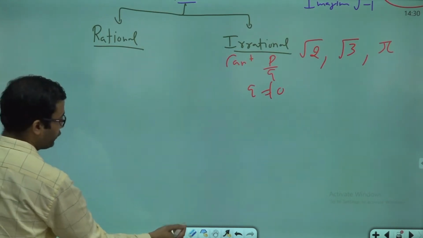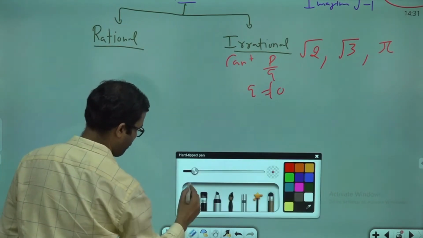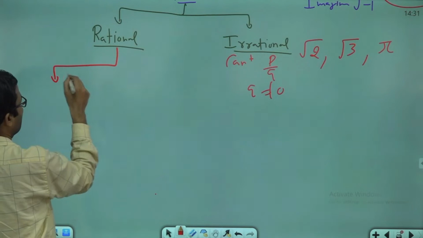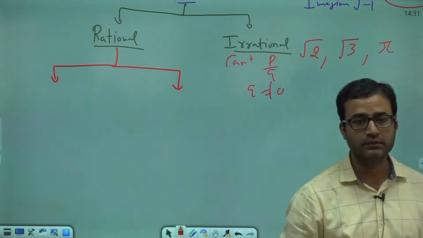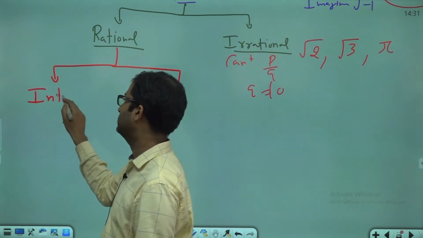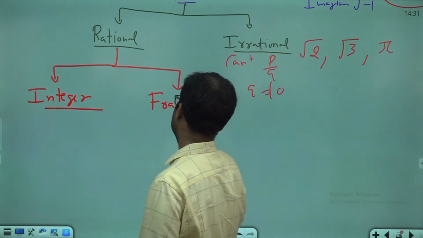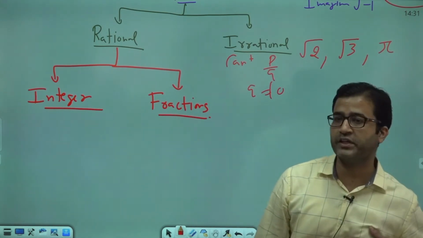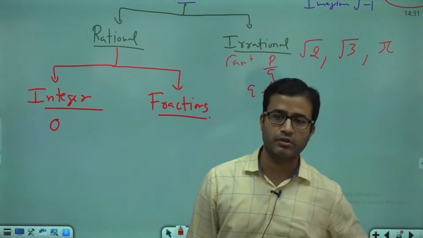Now, rational numbers we divide in two parts. Tell me: integers and fractions. Integers, give me an example of integers. If I say, whether 0 is an integer or not.